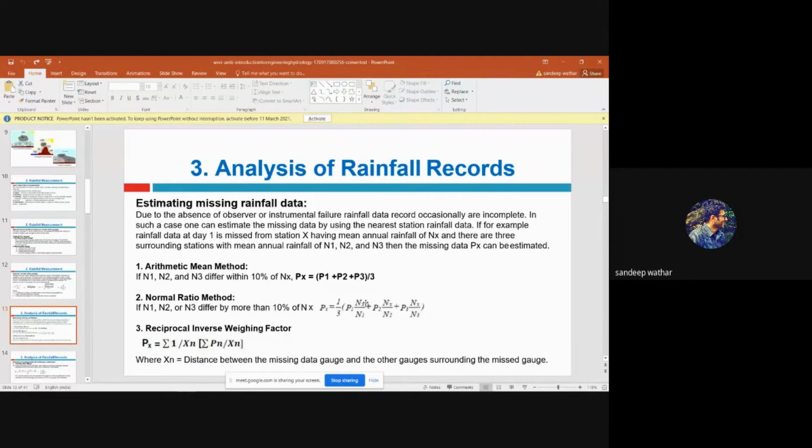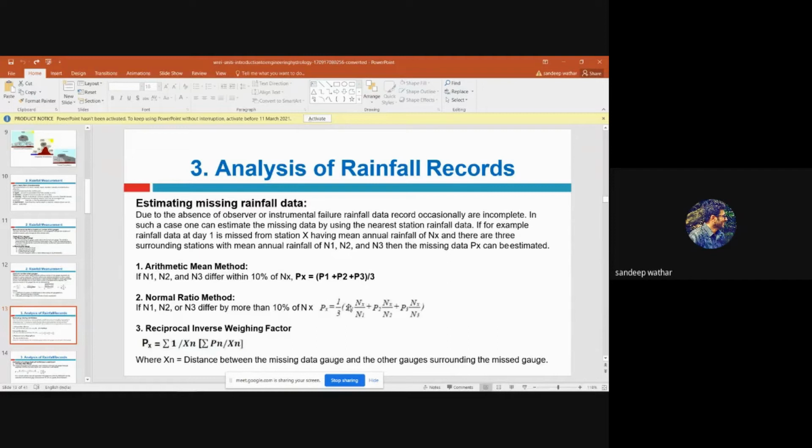So Nx is representing the normal rainfall. Normal rainfall means what? Try to remember this. This is the average of 30 years of data from any given station. So Nx is representing the average of 30 years of data for the station where I'm trying to calculate the missing data. Okay, so Nx divided by N1. N1 is the normal rainfall for the first rainfall station which has the consistency of records.